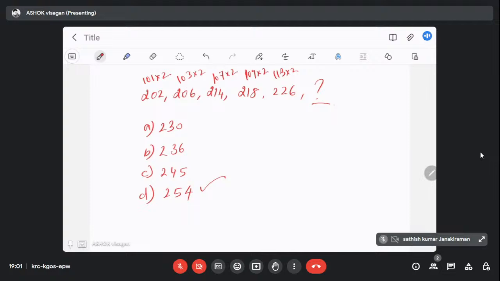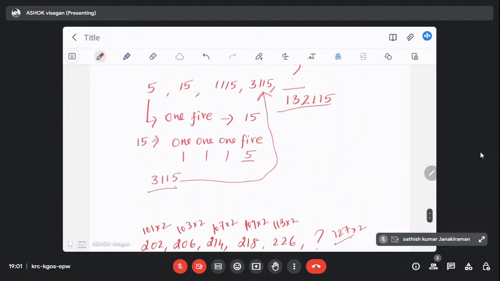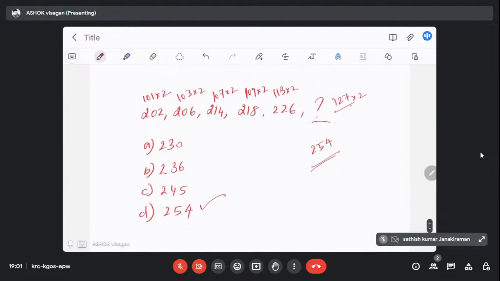So after this 113, we need to check the next prime number. The next prime number after 113 is 127. So 127 into 2 is the answer. 127 into 2 is 254, the final answer. So I hope you understood that. This is the logic behind the question. But finding out the logic on the spot is a difficult part.